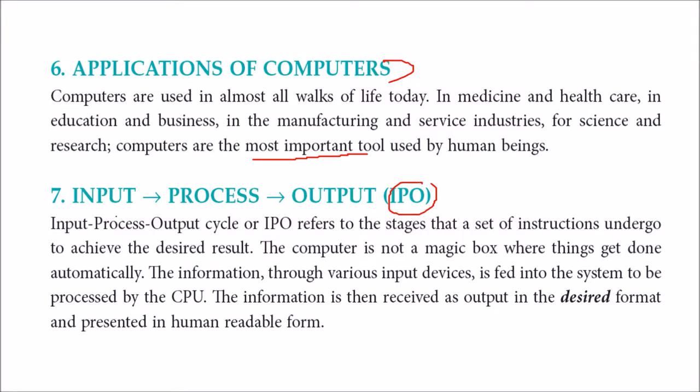When we talk about IPO, that is input, process, output, this is basically a cycle. You give some input, you get some output, and in between you have some processing. As said in the book, a computer is not a magic box. Nothing is done automatically. You have to feed certain things and give the instructions. Those things are then automated, and they can be done over and over again without tiring. The result can be represented in human readable form.